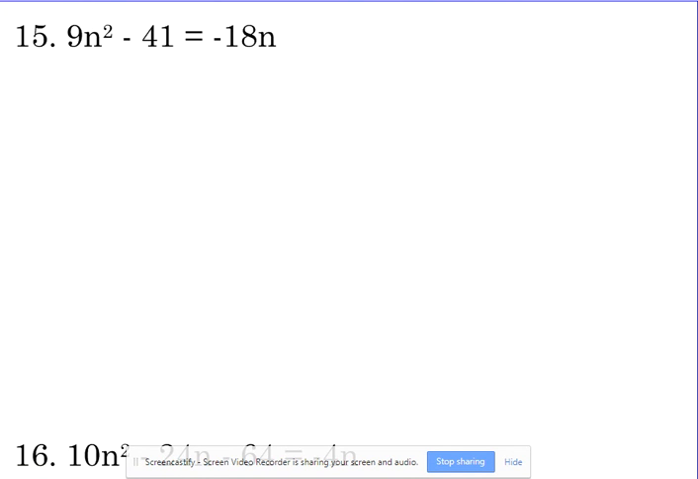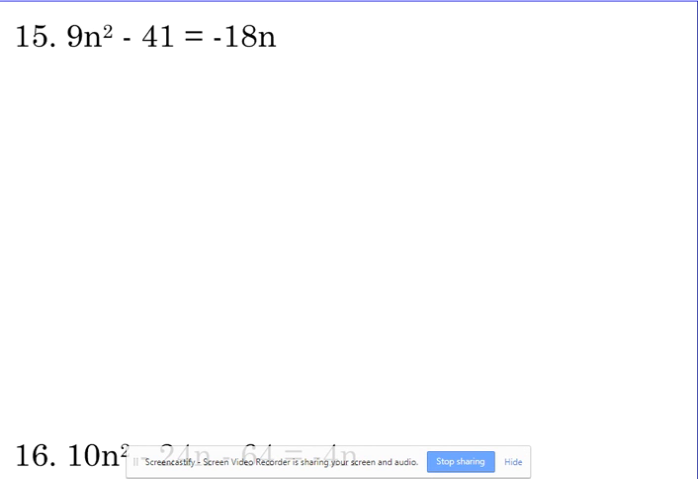Yeah, we're going to look at number 15 to start with here. Number 15, we've got 9n squared minus 41 is equal to negative 18n. Okay, so all the ones that we did yesterday, our a, our leading coefficient, the coefficient on the variable that's squared, was always 1. But we did look at how to complete the square when a is not 1. So we're going to kind of put those two things together right here with number 15.